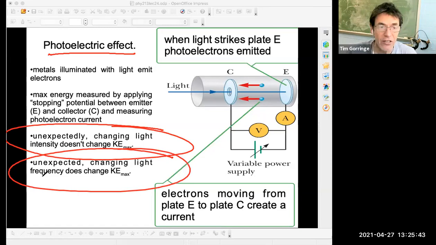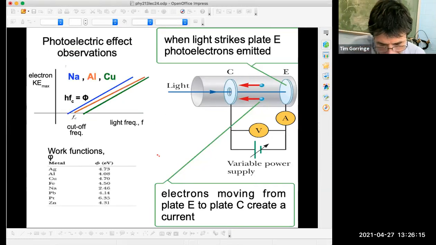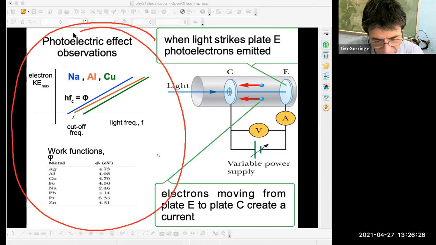Unexpected result number two. Changing the frequency of the light does affect the maximum kinetic energy. So for example, the maximum kinetic energy is different for red light, for green light, and for blue light. So the color of the light, the frequency of the light, determines the maximum kinetic energy, not the intensity, the brightness of the light. So those were the experimental results. And I tried to summarize that on the left-hand side of this figure. So let me just spend a few minutes summarizing the results of these experiments.